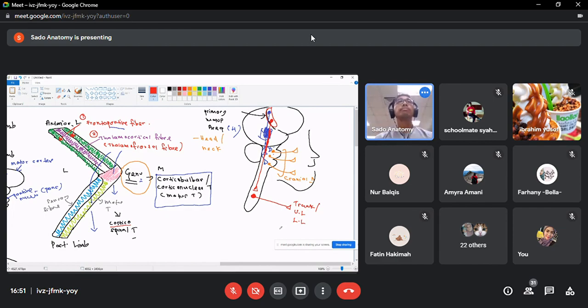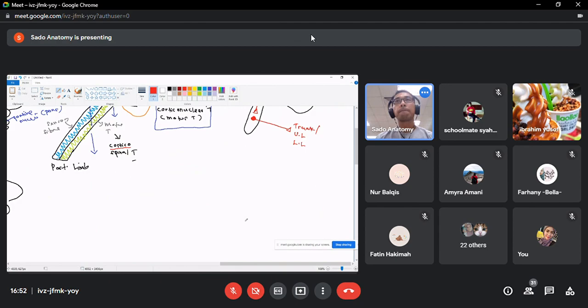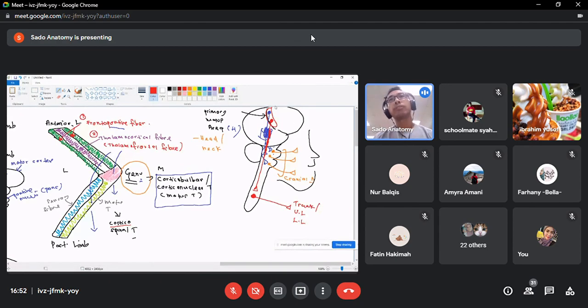Okay. Do you understand so far, class? Anything? Clear so far? Yeah. Alright. I think it should be okay for this topic, right? I think you understand this schematic diagram, class.